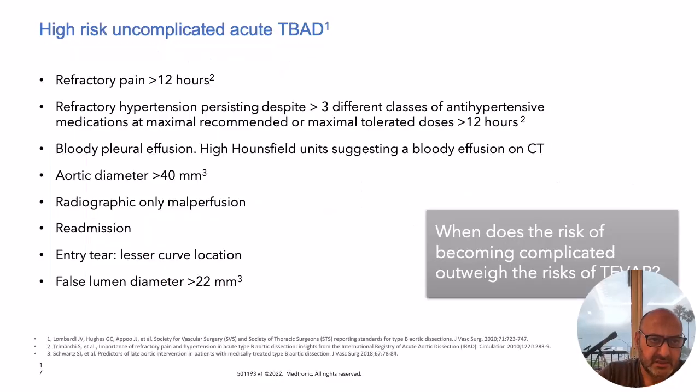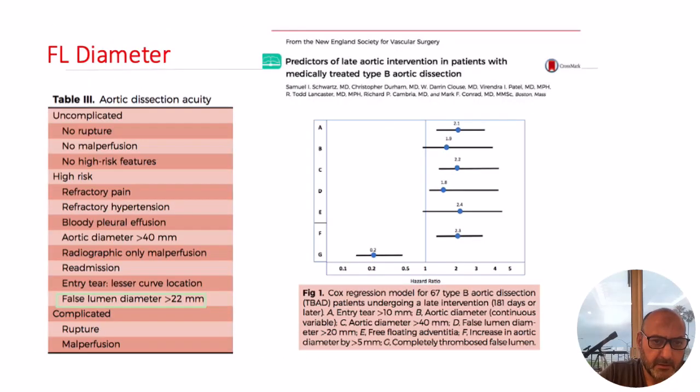Again, this is just a reinforcement of the refractory high-risk features. There are multiple studies that talked about that. So when you look at the false lumen diameter, the larger the diameter, the more likely that you'd have aneurysmal dilation. And the magic number that they came up with in multiple studies is 22 millimeters.